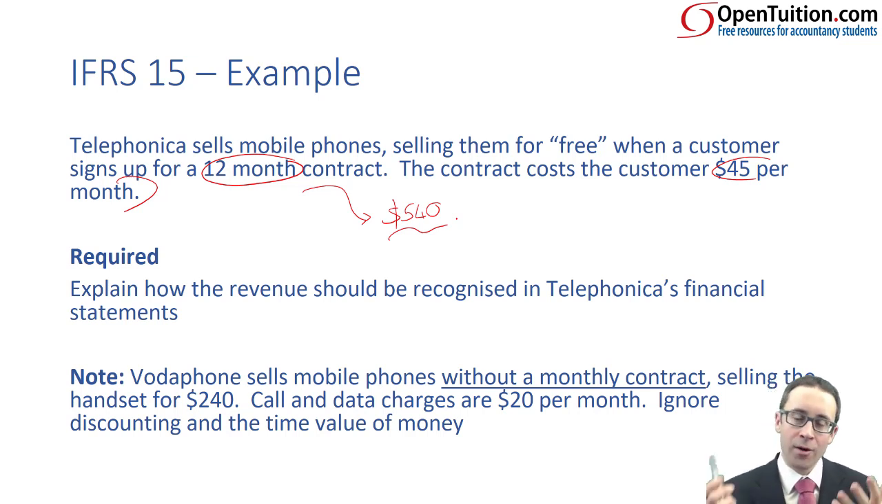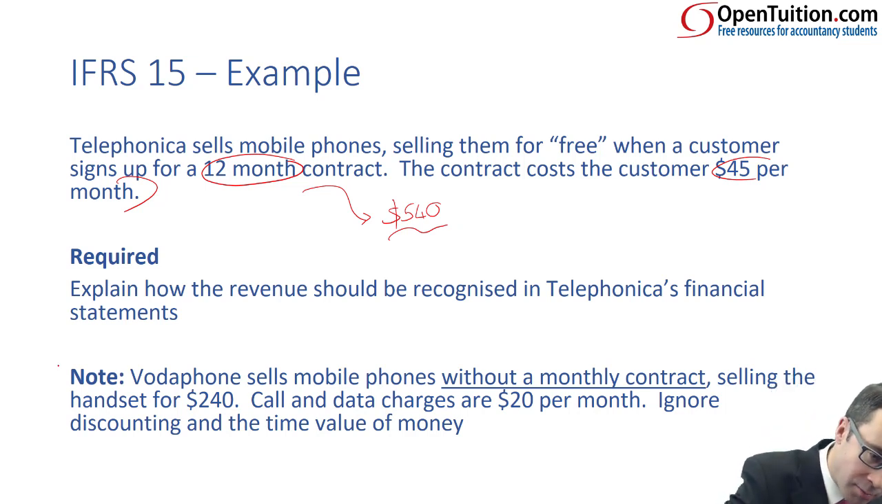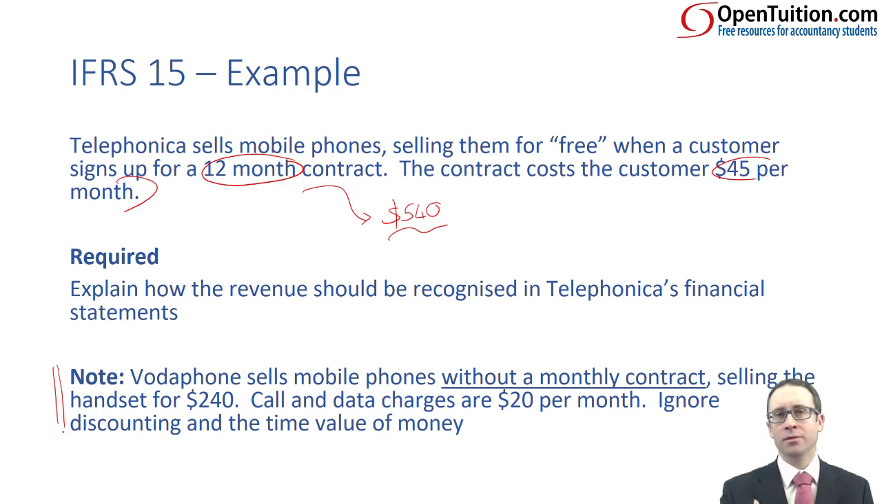How do we do that? Well, we look at the standalone prices. So that goes back to our old example again. Remember, Vodafone sold mobile phones without a monthly contract. The handset was $240 and call and data charges are $20 per month. So the phone was $240, the call and data $20 per month. $20 per month for 12 months is $240. So the total standalone price, I think, is $480.